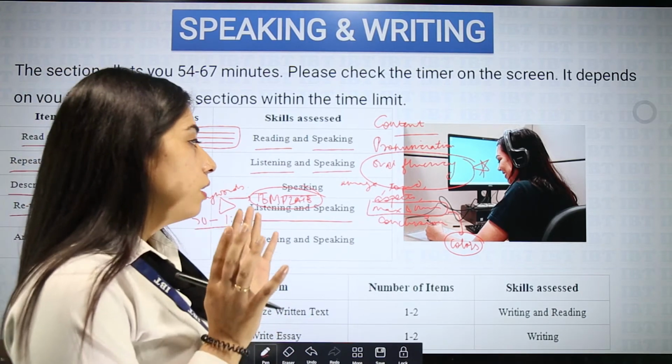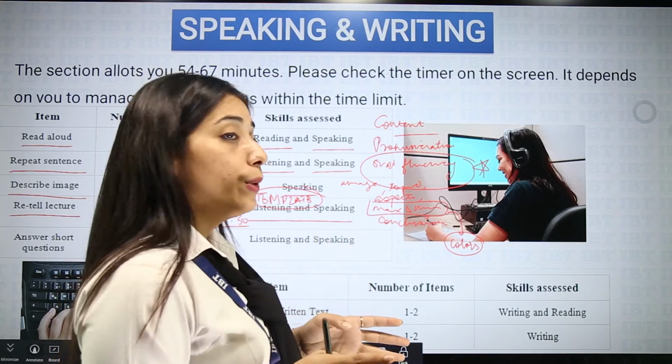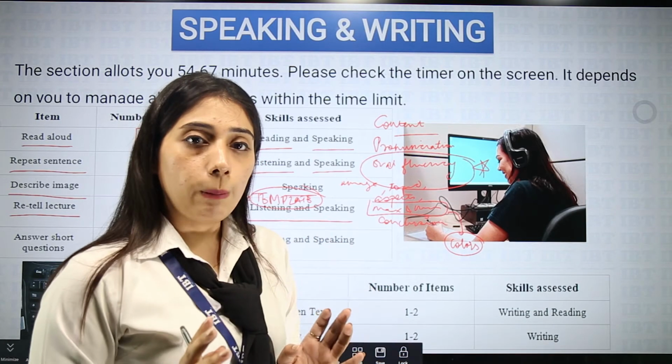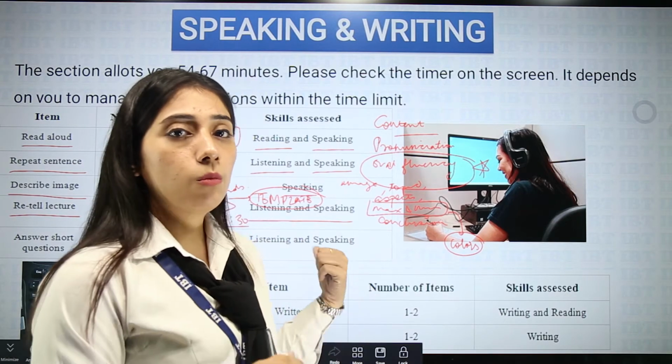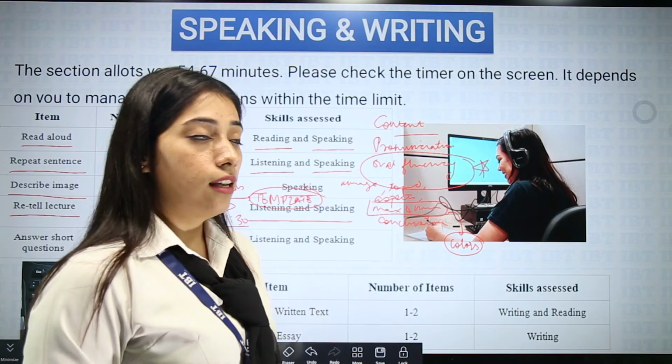Again, once the audio is over, you will be given 10 seconds to prepare and 40 seconds to record. You have to record the same by taking the help of the keywords, right?